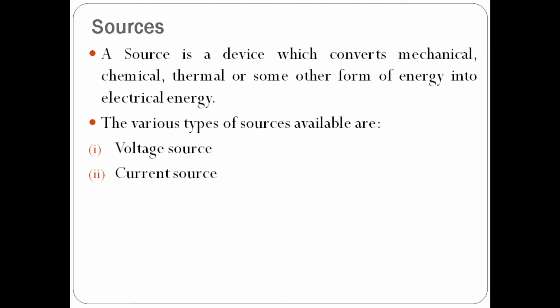As I have already discussed, a source is a device which can convert mechanical, chemical, thermal or any form of energy into electrical energy. Here we are going to discuss only the electrical sources. That's why I'm telling you that the other forms of energies are converted into electrical energies here. Sources can be mainly categorized into two types: one is the voltage source, the other one is the current source.